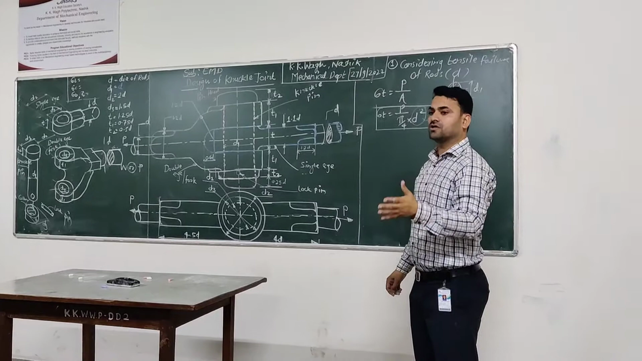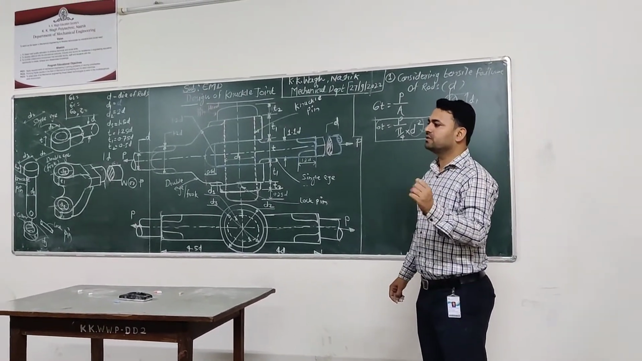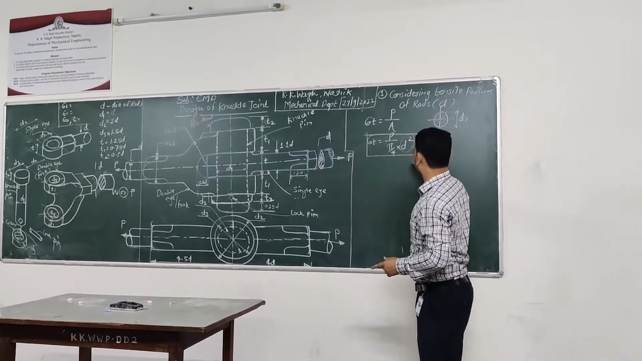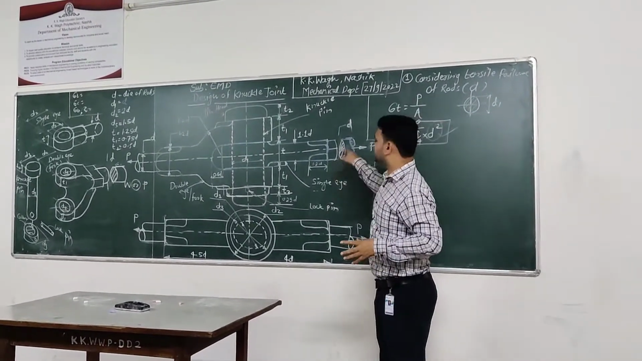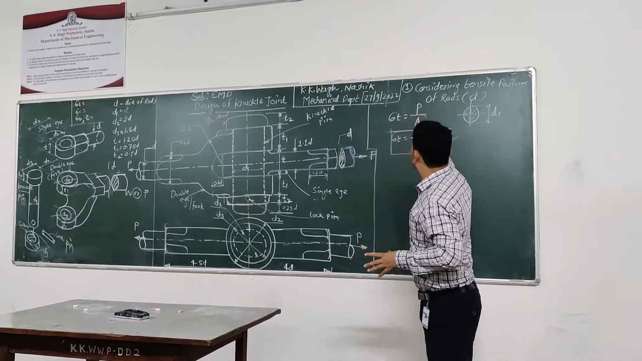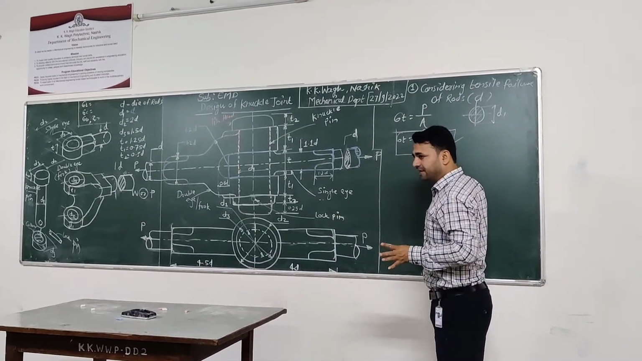Diameter of rod. Speak loudly. Which dimension are we going to get? Diameter of rod. Here we get the diameter of the rod. So step number 1 is over. We consider failure of the rod in tension. By considering tensile failure, we have this value of diameter d.